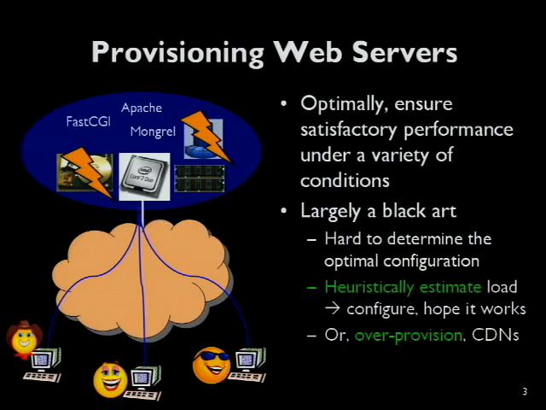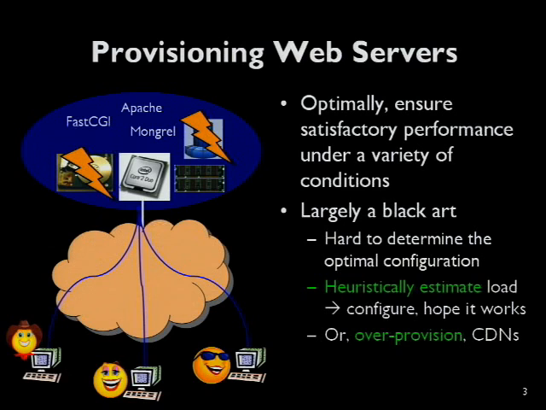And so what most people do is they heuristically estimate that, okay, this is roughly how many clients I expect to come see my server. Based on these expectations, this is how much bandwidth I will provide, and this is how much backend data processing and memory I will provide, and I'll just configure my server this way and hope that it works. And those that have money, the bigger websites, for example, tend to over-provision these resources or sign up with some third-party content distribution networks.